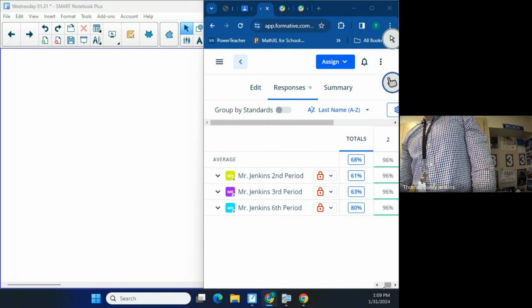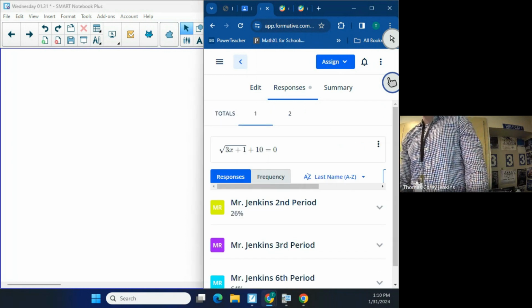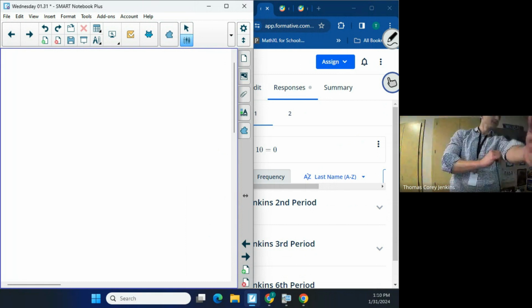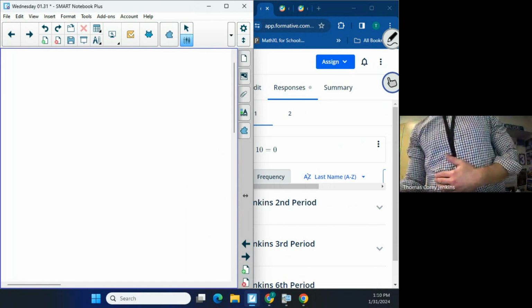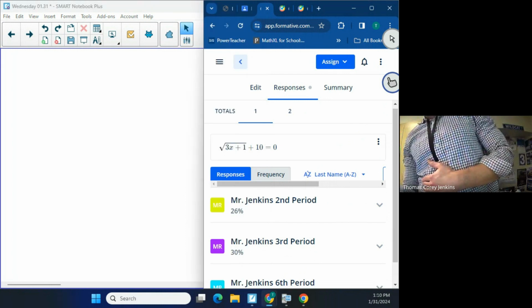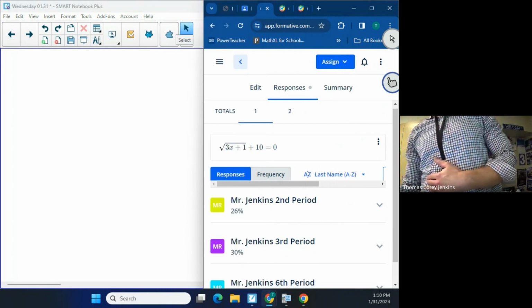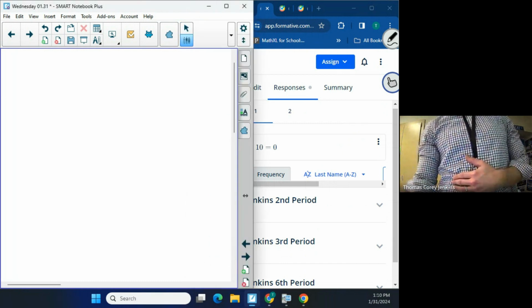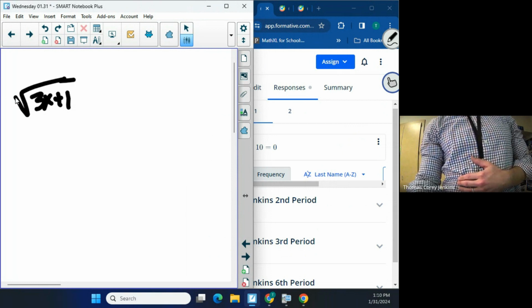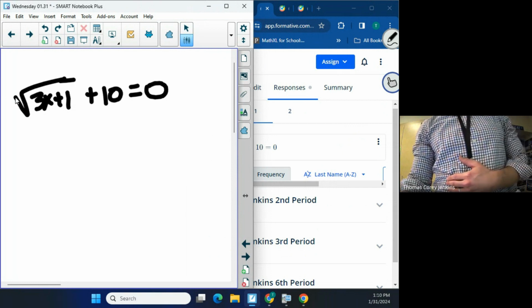Number one, 40% of all classes got it right. 96% got number two right. So we look good on number two. Number one looked like this. Let's see. Square root of 3x plus 1, plus 10 equals 0.